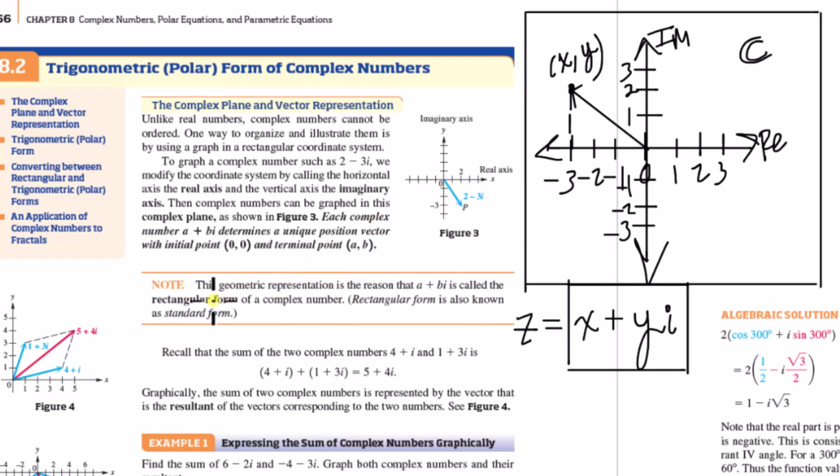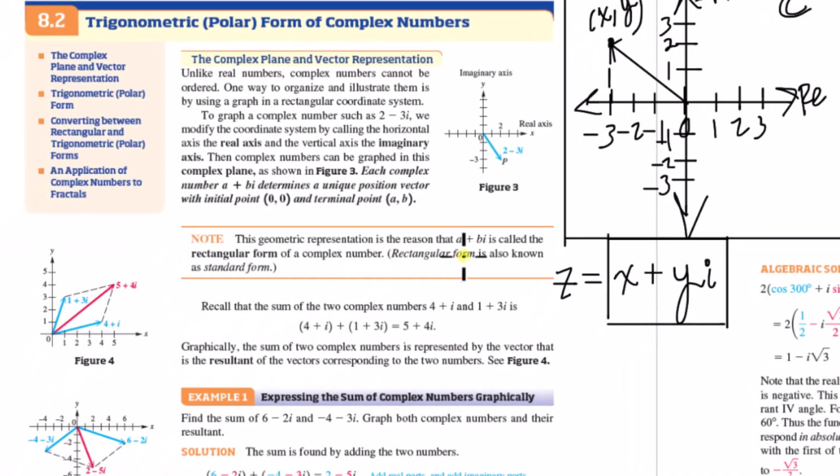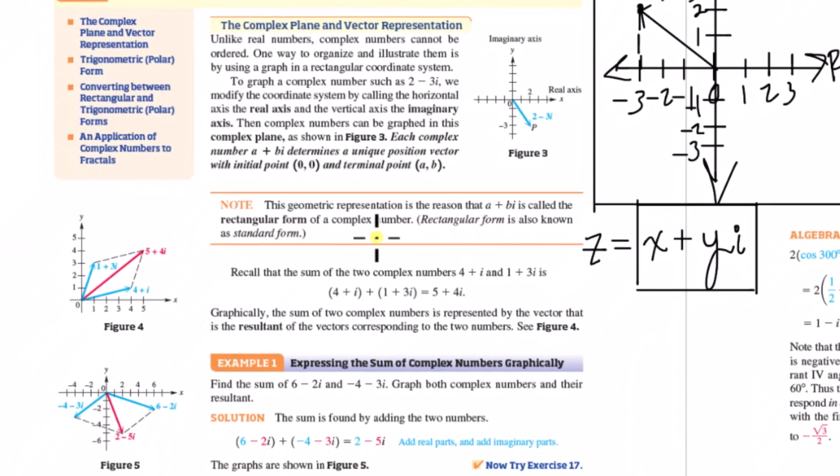This geometric representation is the reason that a plus bi is called the rectangular form of a complex number. The rectangular form is also known as the standard form. You can use any coordinate system you want, but the standard convention is to use a rectangular coordinate system, where you have perpendicular axes, and the first coordinate is the horizontal coordinate, and the second coordinate is the vertical coordinate, the imaginary component. The horizontal component is the real, the vertical is the imaginary. And that's the standard convention.